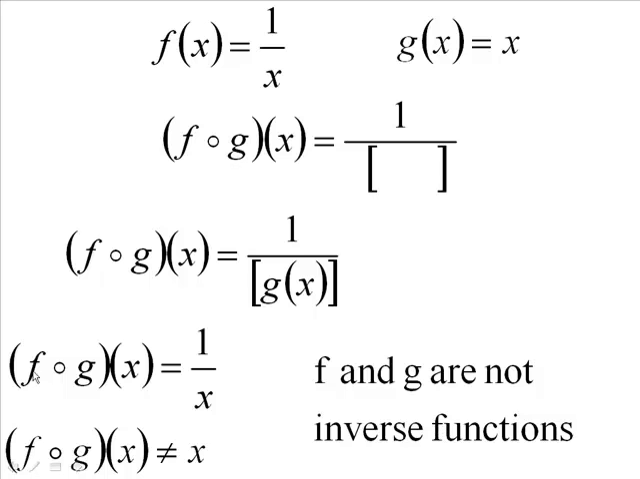Because this is not the undo of this. We start off with x, we did g on it, and then we undid it, and we don't end up with x. So there is no undo on this thing. So these are not inverse functions.